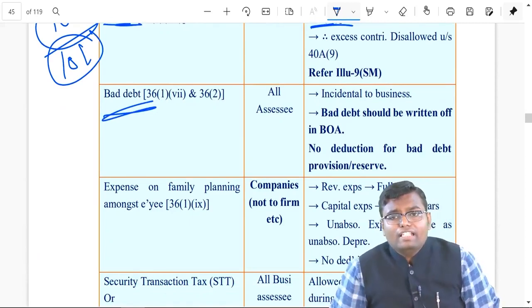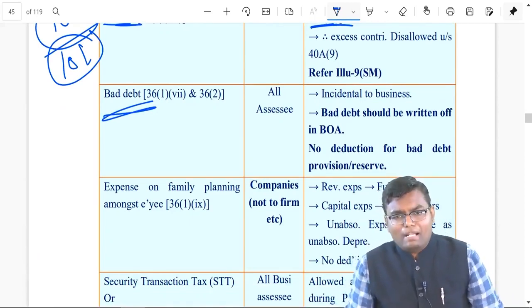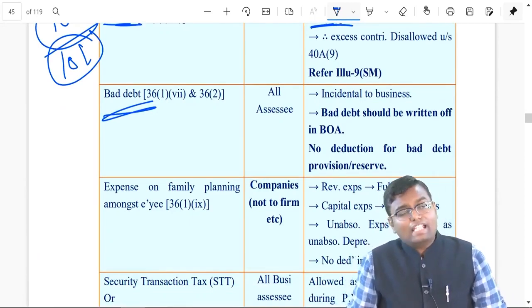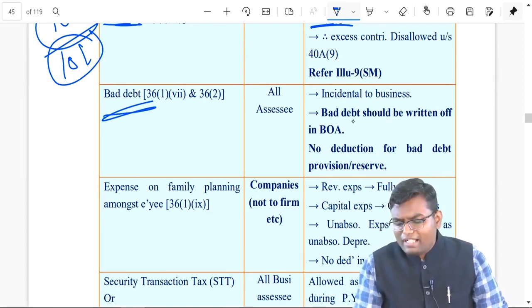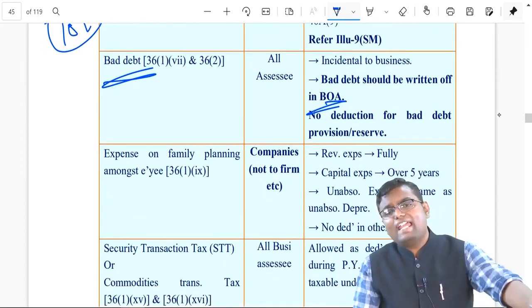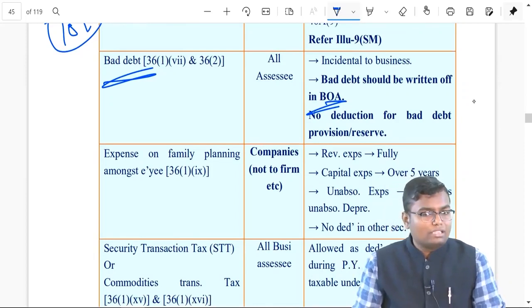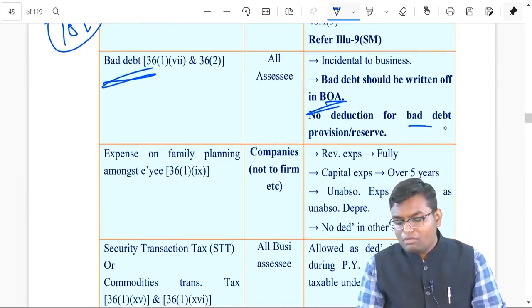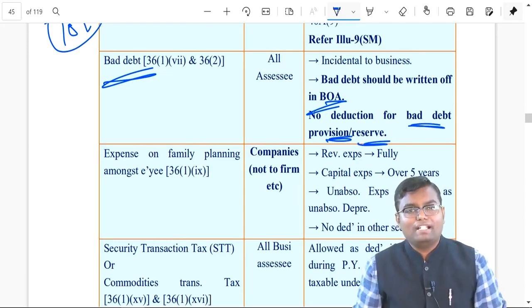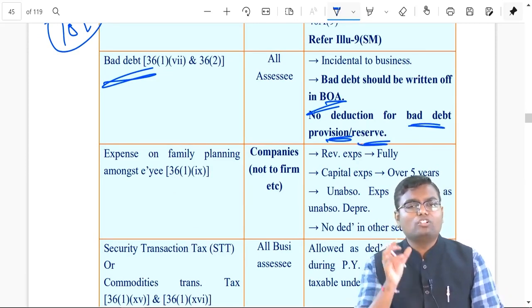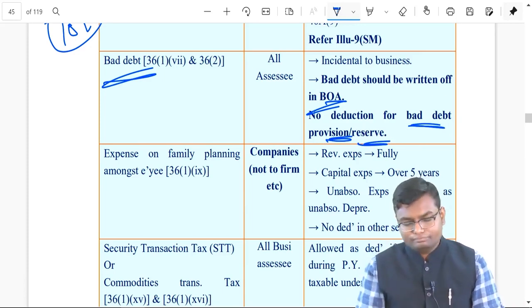Then bad debt. If incidental to business you have any bad debt, and if you have written off the bad debt in your books of account, you can take deduction of that bad debt. But remember, you will get no deduction for bad debt provision or reserve for bad debt. You will get no deduction for this kind of provisions. You will get deduction only for the actual bad debt.